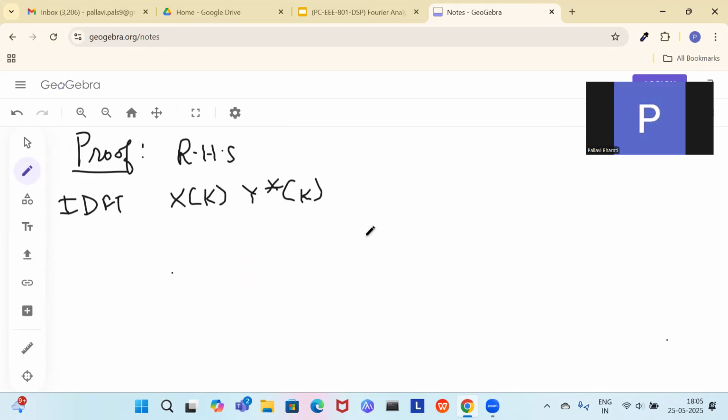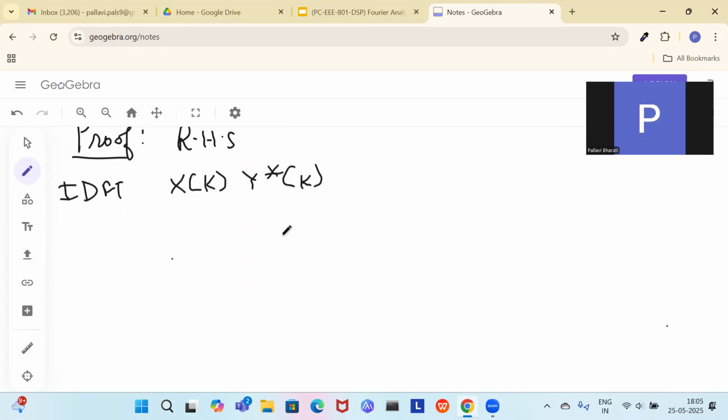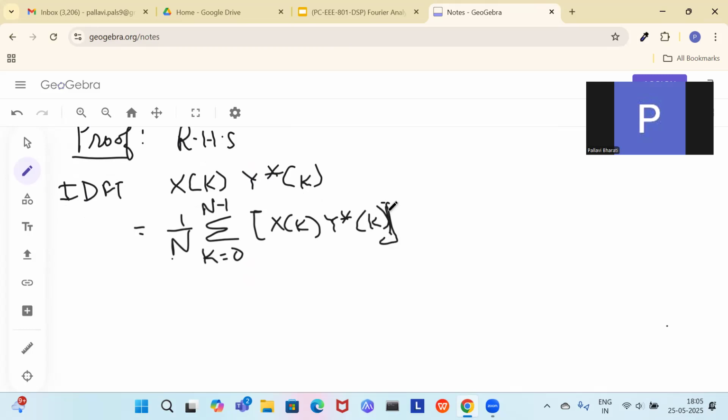If you take the inverse DFT of this, what is the formula going to be? Here you will have to write 1 by N, summation k equals 0 to N minus 1, and this whole thing you are taking as a single unit: X[k], Y star [k], e to the power j 2 pi k n by capital N.